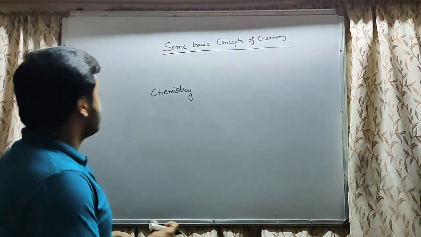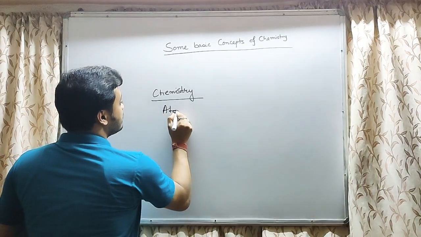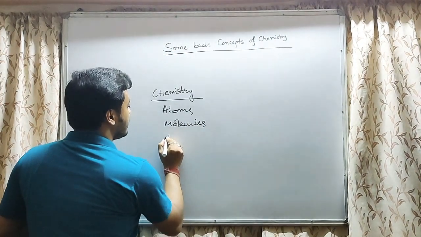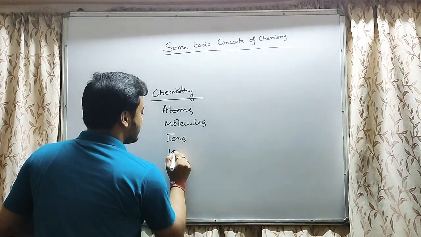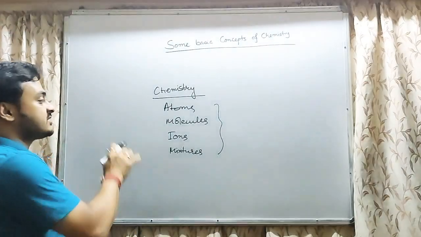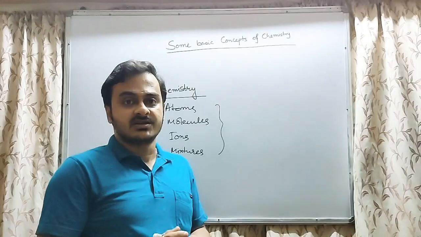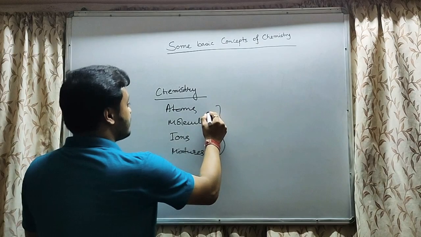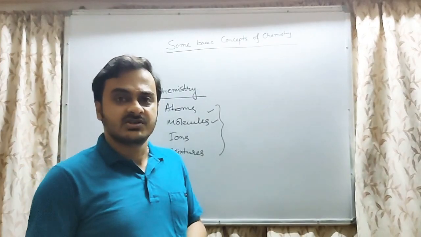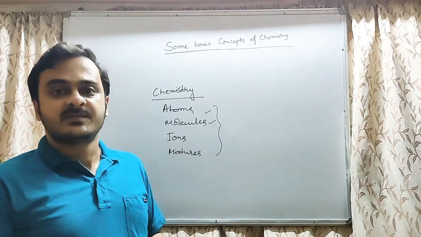As I have said, chemistry is about atoms, molecules, we can say ions, mixtures, and the different sets of transformation. Now what is a transformation? The change from one state to another state is regarded as a transformation, and these transformations from atoms to molecules, molecules to ions, and the different compounds and mixtures undergo transformation under different sets of conditions governed by specific laws.